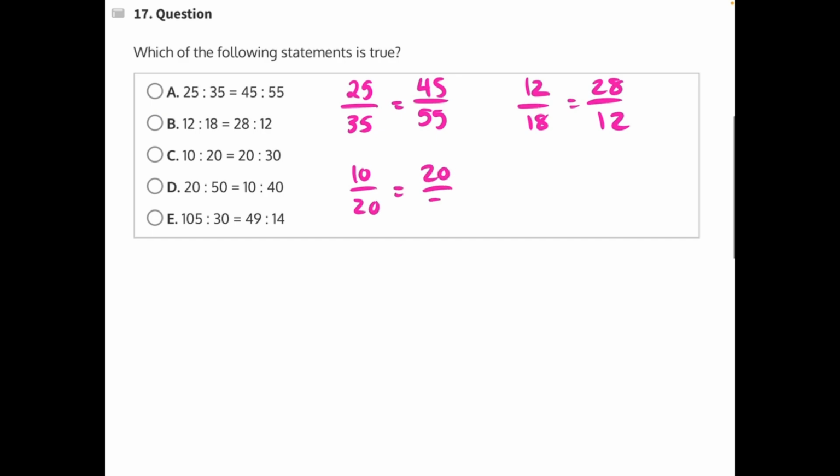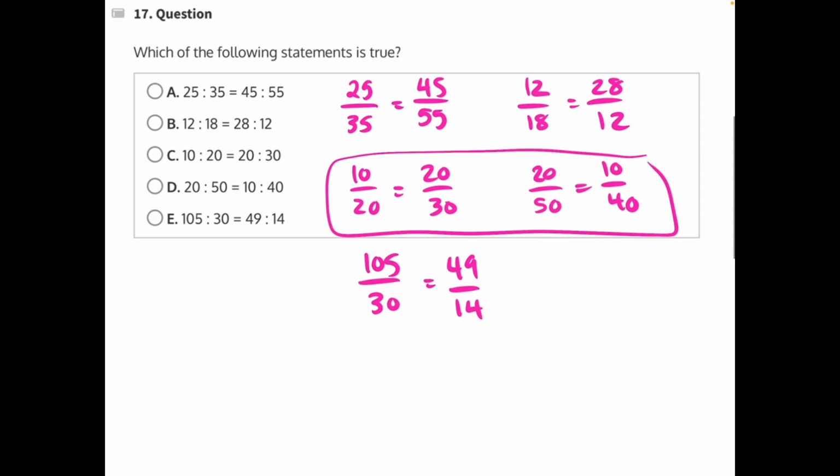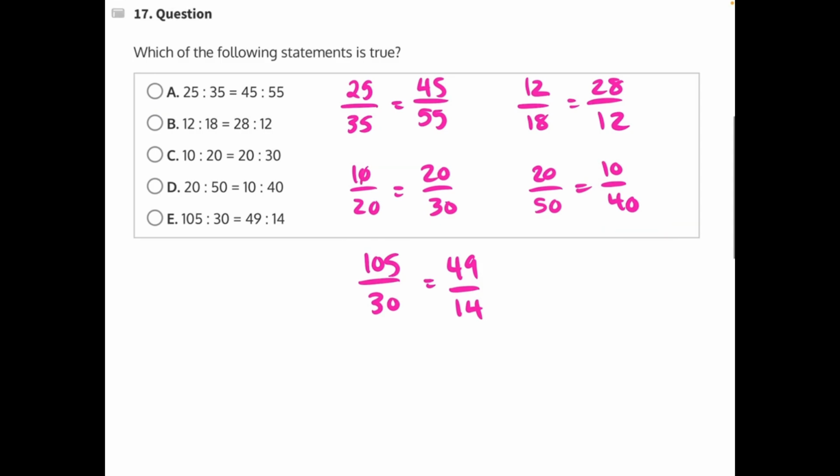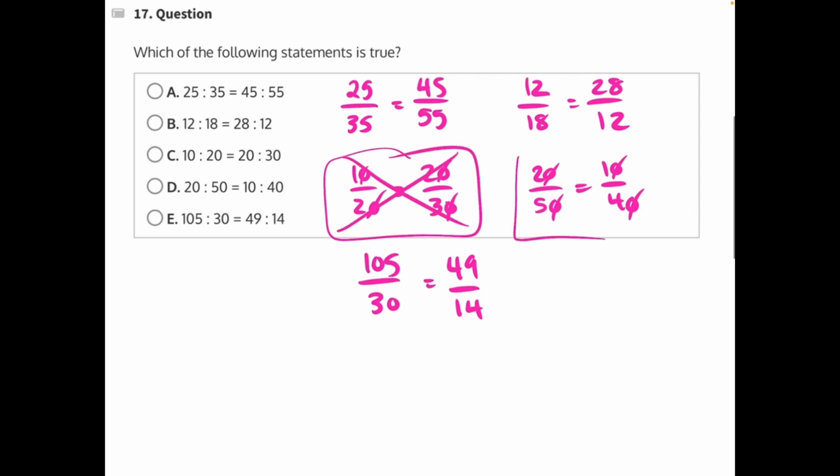20 over 30, 20 over 50, 10 over 40, and then the last one. Okay, looking at a couple of these first, I'm going to look at these two first. If we were to easily eliminate our zeros, pulling out the greatest common factor of 10 from each of those, we would be left with 1/2 is equal to 2/3, which is a false statement, and we would be left with 2/5 is equal to 1/4, which is a false statement. So both C and D are incorrect.